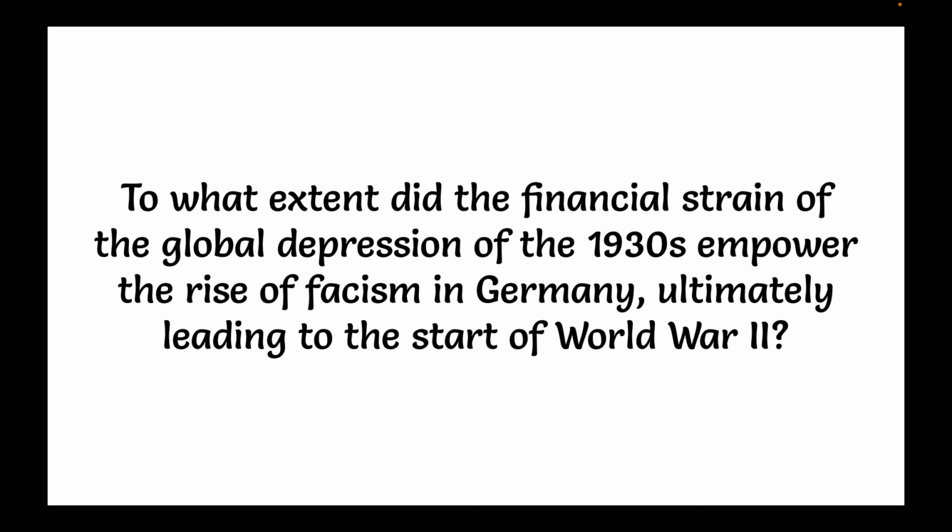So ultimately, it's not beautiful. Perhaps it's a little clumsy and wordy, but ultimately this is a very focused research question that will keep the resource collection that we do over the next bit pretty tight and focused on this one topic. So the final revision is, to what extent did the financial strain of the global depression of the 1930s empower the rise of fascism in Germany, ultimately leading to the start of World War II?